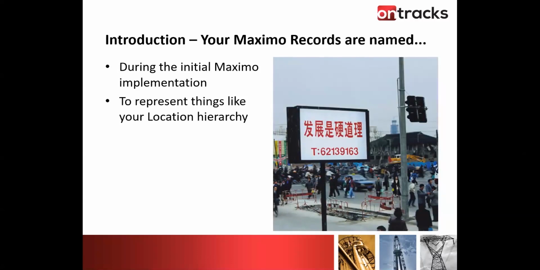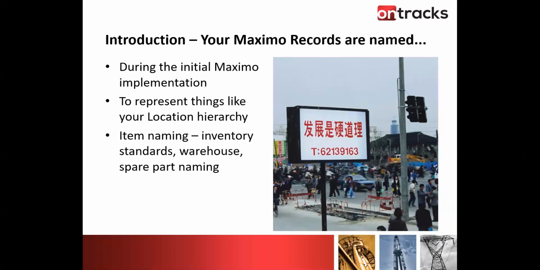You may have had an organizational breakdown structure, from area, facility, unit, plant, and so on and so forth. And at the time, that made a lot of sense to put that into your location hierarchy. Also, things like items and inventory, you may have made the choice to either auto-number or not auto-number your items. You may have made a choice to implement some kind of naming standard at the time.